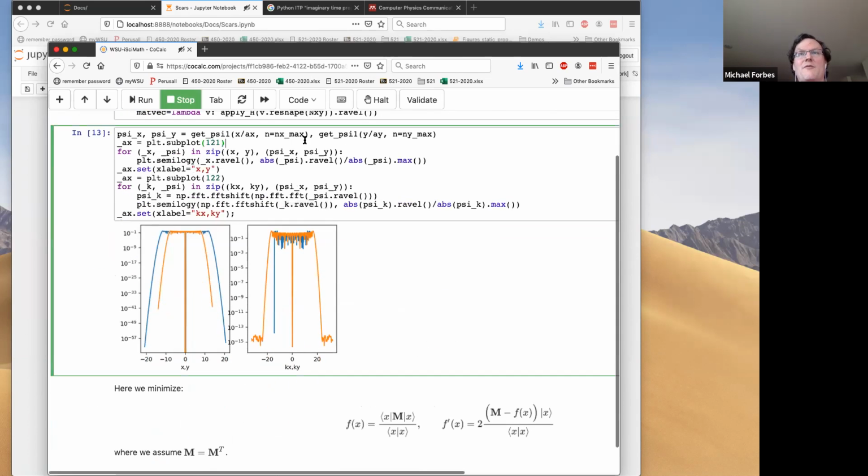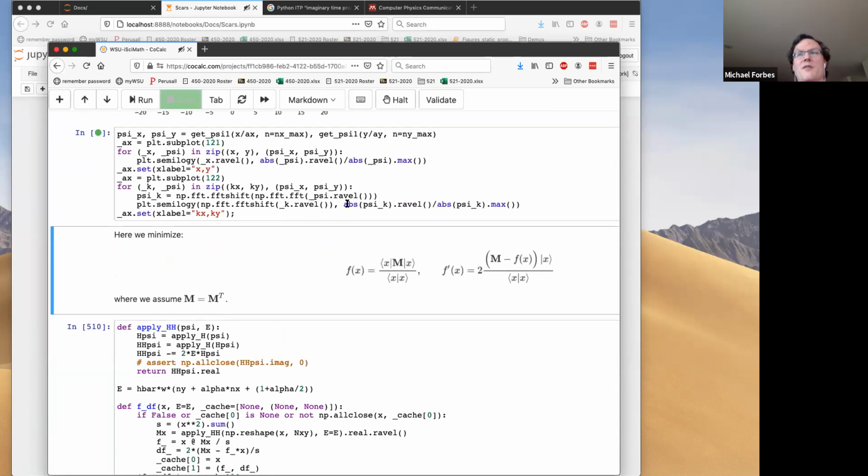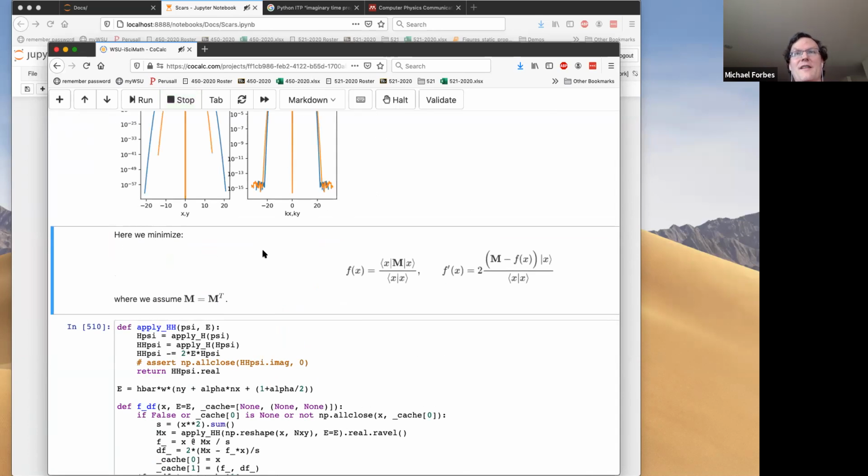Okay, so that's that. Once you have this and you're comfortable that you're probably doing the right thing, I'm going to try and minimize. Now, I'm not doing the imaginary time evolution. What I'm using is the SciPy minimize function, and I'm minimizing this function. The derivative is given by this. You should verify this yourself. The wave function is real because the matrix is symmetric.